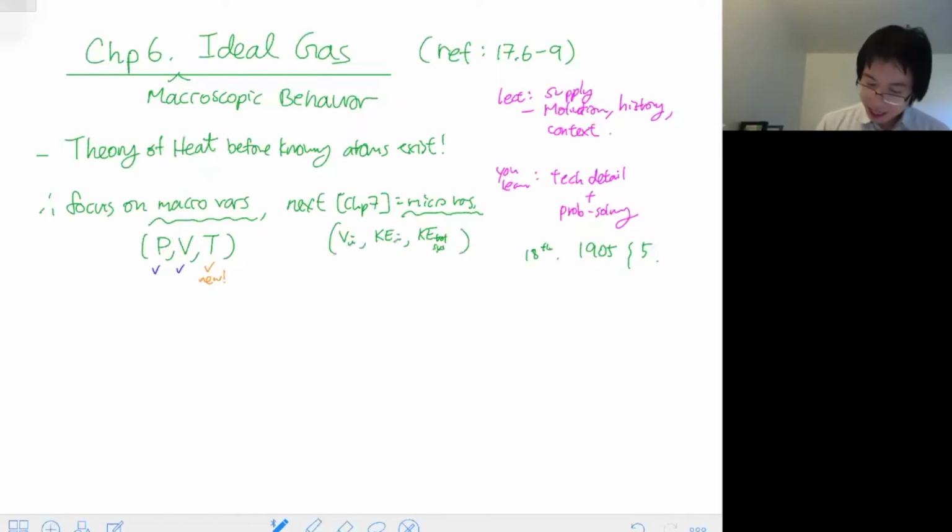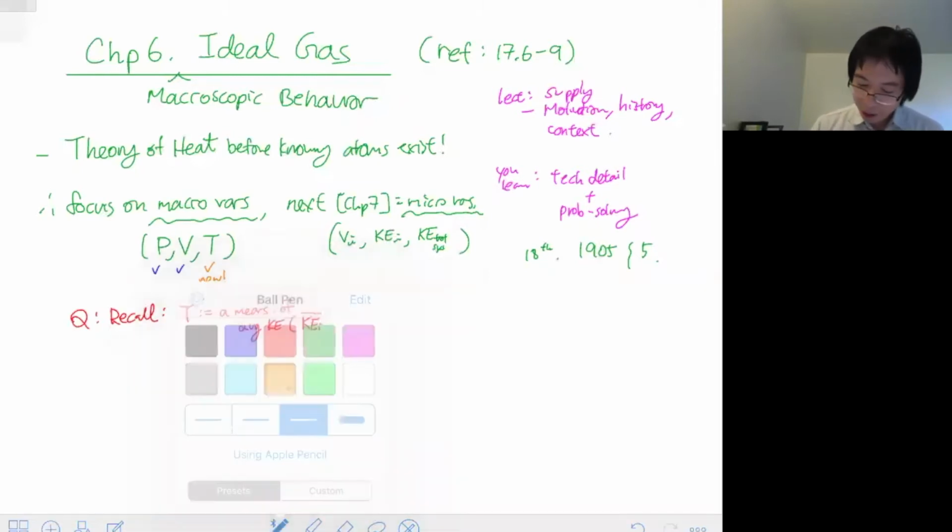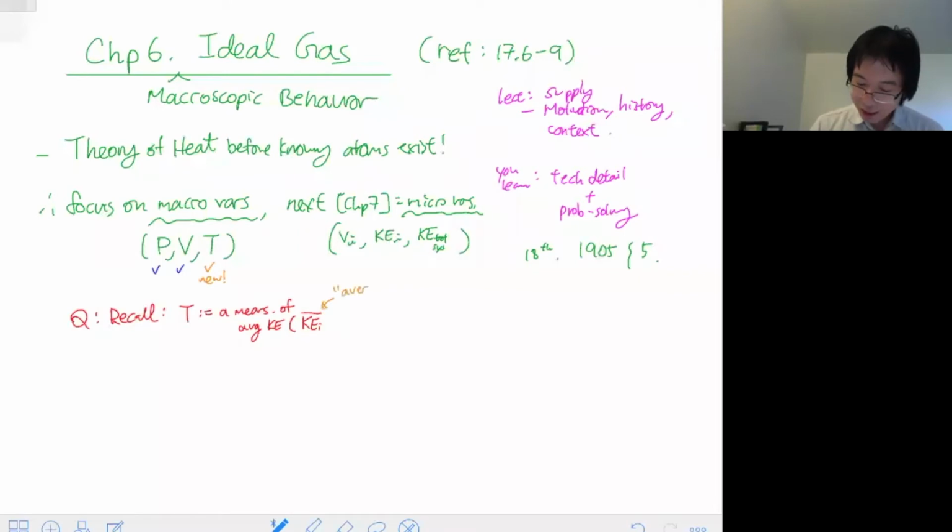All right, that leads us immediately to one opening question: remember temperature, how did we define temperature? Because now we're focusing on temperature. In the first chapter, we gave the modern definition of temperature, which is a measurement of average kinetic energy. So what is average kinetic energy? You're looking at the kinetic energy of an individual particle, but you look at the average. Sometimes we put a bar above a variable. This denotes average in math.